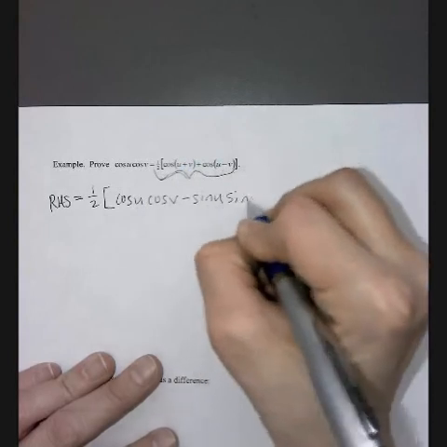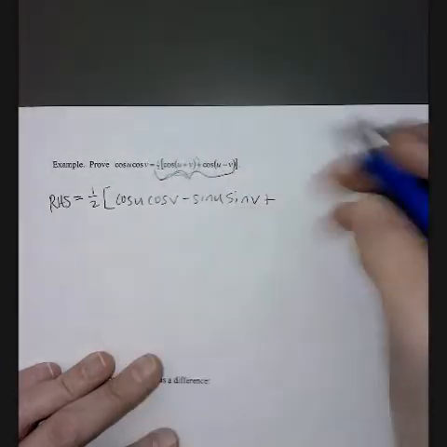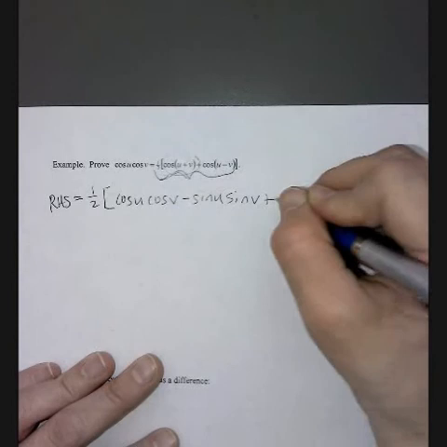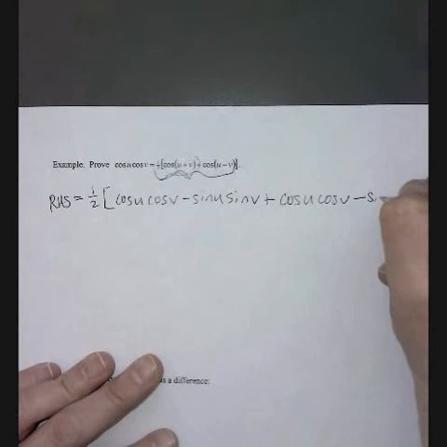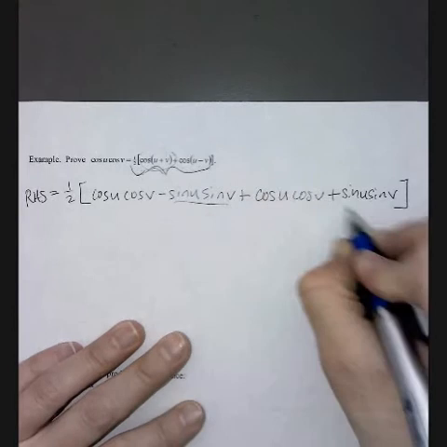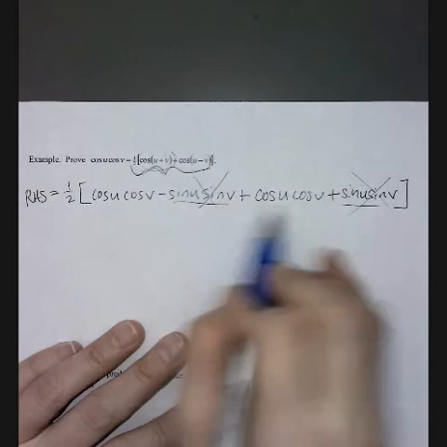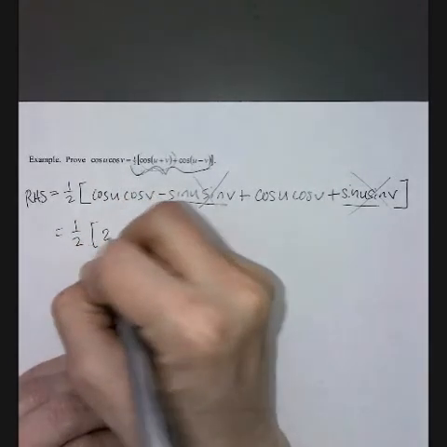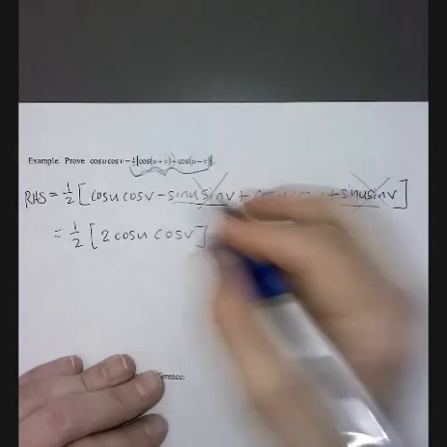plus, so that's this part, right? Now we're going to do cosine u minus v, so that's cosine u cosine v plus sine u sine v. And so notice what happens. These add up to 0. They cancel. They're the same thing, plus and minus. And then there's 2 of these. So we got 1/2 times 2 cosine u cosine v. But 1/2 times 2 is 1. So we got cosine u cosine v.